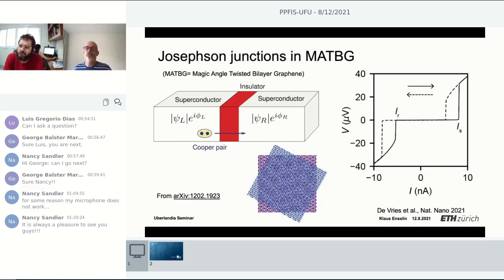And what you see on the right-hand side is basically our measurement result. It's the voltage between the two superconductors as a function of the current. And you see very nicely this hysteresis. This is well understood and known for Josephson junctions. So you basically see how the current, so there is a supercurrent that flows through the insulator. And then once your bias voltage is large enough, the supercurrent breaks down. And because of the capacitances in the system, you get a hysteretic effect.